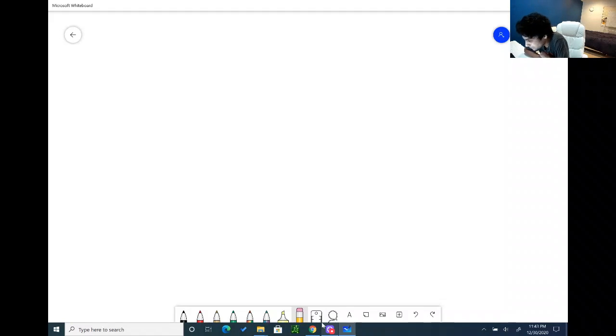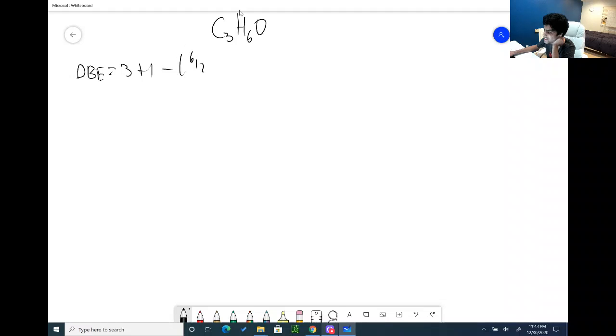Alright, so let's move it up a bit. So let's talk about this one. How many isomers are in C3H6O? So essentially what you need to do again is to calculate the DBE. So we got 3 plus 1, minus 6 over 2, equals 1. So there's either an alkene or ring.